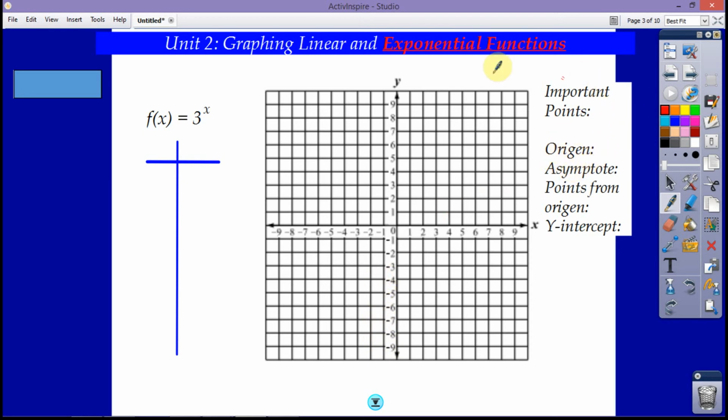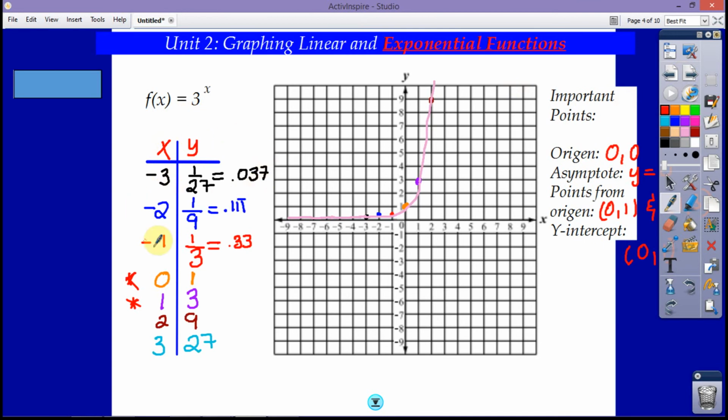So welcome back. Here this year we're working on y equals 3 to the power of x. And just to show you the results, just to double check that we are correct, our table should look something like this. So -3 was 1 over 27, which is 0.037. -2 is 1 over 9, which equals 0.111. And -1 is 1/3, which is 0.33. 0 is 1, 1 is 3, 2 is 9, and 3 is 27.